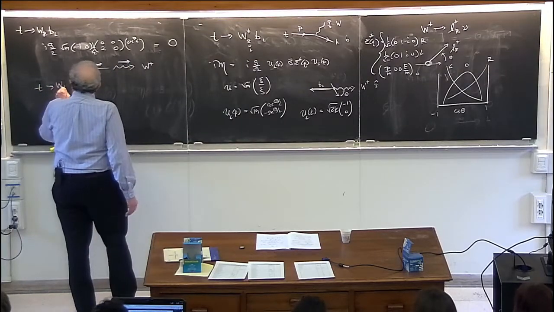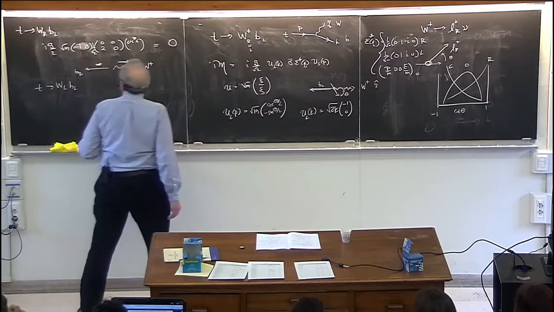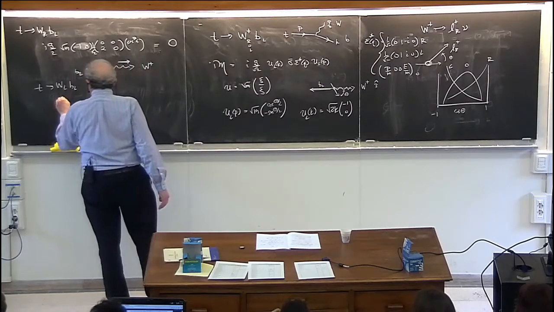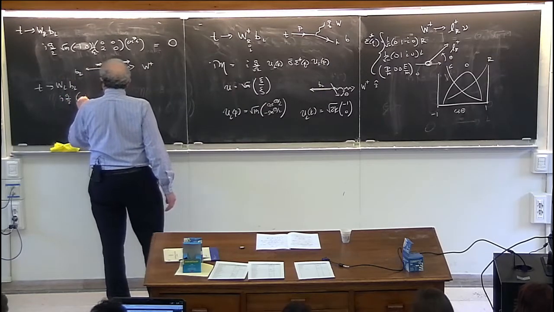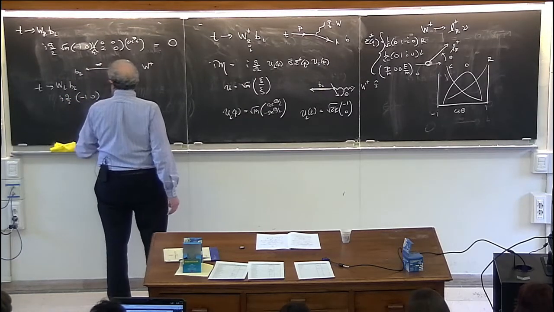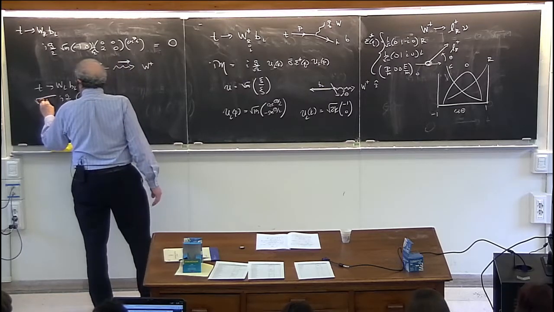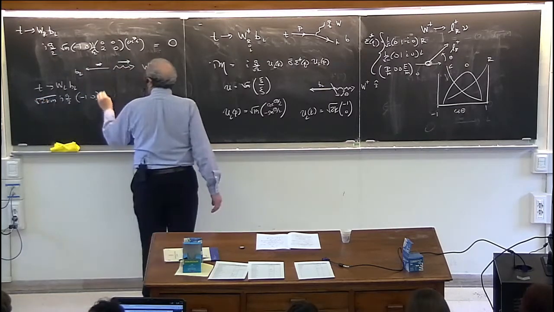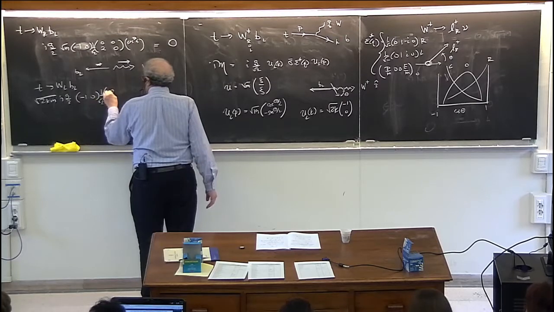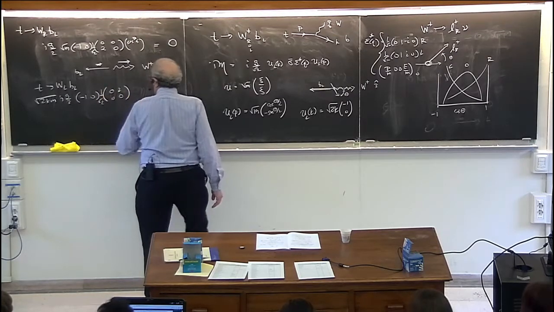Okay, now what about t to W left, b left? Well, it's the same expression. Sorry, there's a square root of 2k that I've left out up here. 1 over root 2, except that the 2 is now up in this corner.